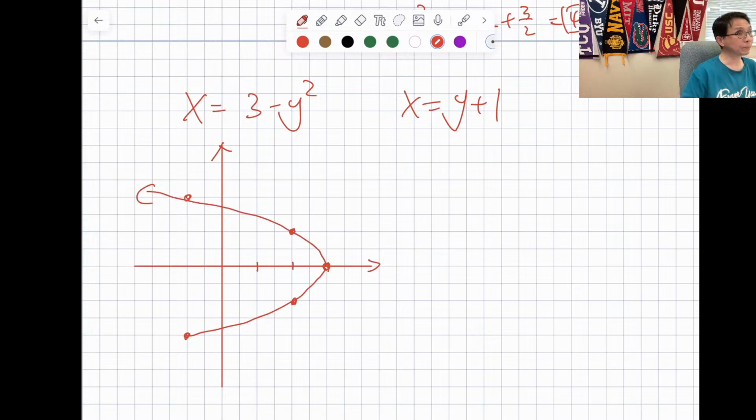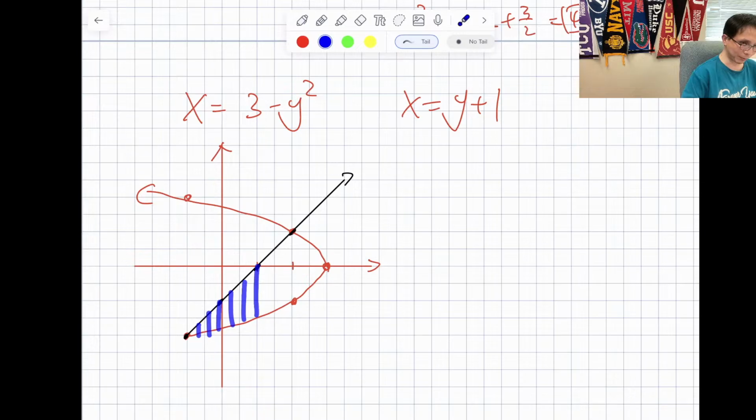Now some people ask, how do I graph x equals y plus 1? If you don't know, move the 1 to the other side. It's just a normal line. It goes from here and goes in like this. And you're like, okay, how do I find the area between them? Now this one is right minus left. Why? Because you cannot do it vertically. If you do it vertically, you can do top minus bottom, the black minus the red, and that seems fine all the way to this moment.